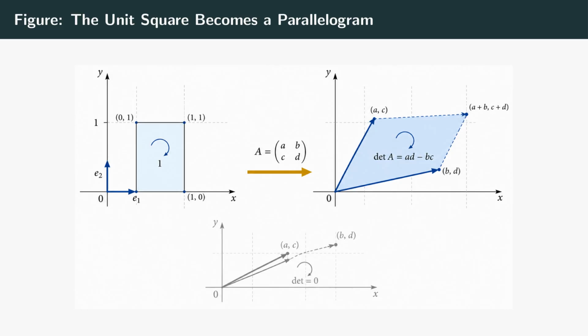And down in the faded inset is the degenerate case. When the two image arrows point along the same line, the parallelogram flattens to a segment, the area is 0, and the determinant is 0. One figure holds area, orientation, and collapse all at once.